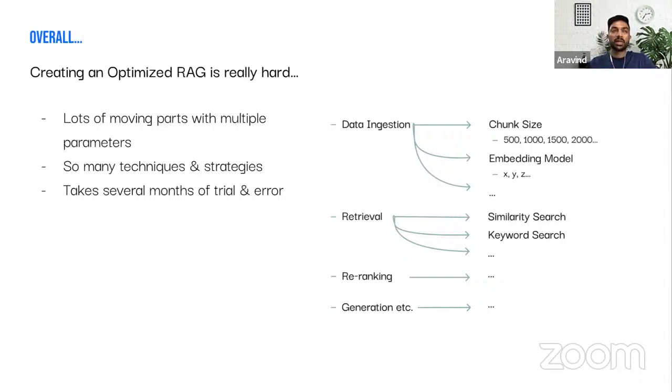Why is that? That's because a RAG has a lot of moving parts, right? And there are just so many techniques and so many strategies out there. So it just becomes really hard to figure out what is the optimal RAG setup for your data and your use case, right? If we look at RAG, there's data ingestion, there's retrieval, there's re-ranking, there's generation, and so on and so forth. And each part comes with numerous options. If you take data ingestion, you need to figure out what is the right chunk size for your data that's going to work the best. You need to figure out what's the right embedding model to use to go along with your data, and so on and so forth.